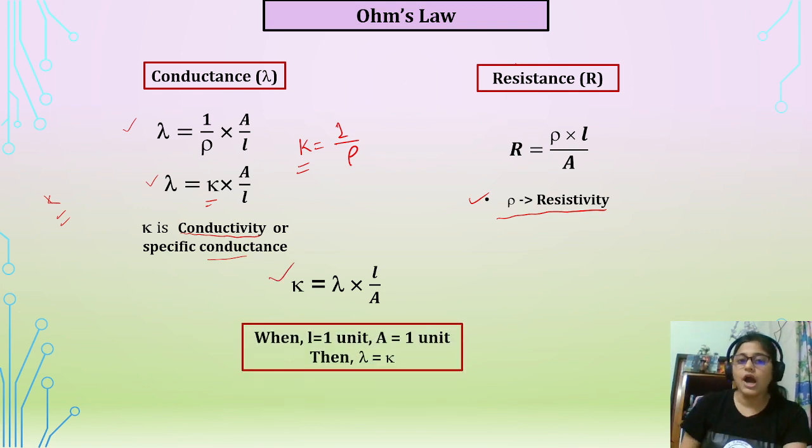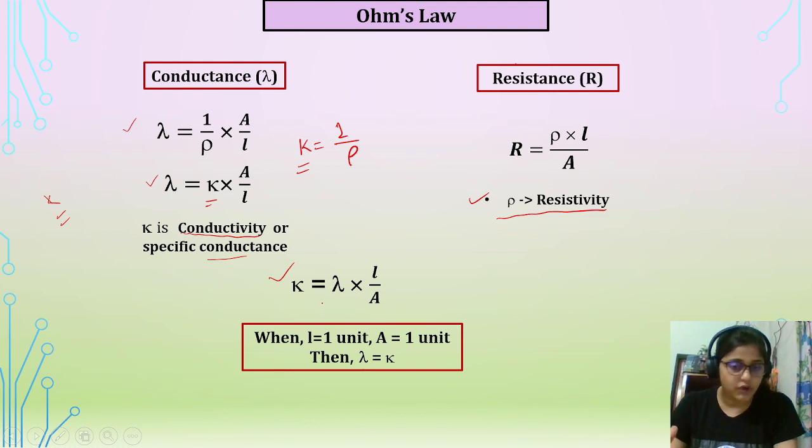Now how can we define kappa? See, when L is 1 unit, let's say 1 cm, and A is 1 cm square, at that time we get lambda equal to kappa. That means for a cell, let's say for 1 cm cube of electrolytic solution, the conductance will be kappa. So we can define kappa as the conductance of 1 cm cube of electrolytic solution which we took inside the cell.